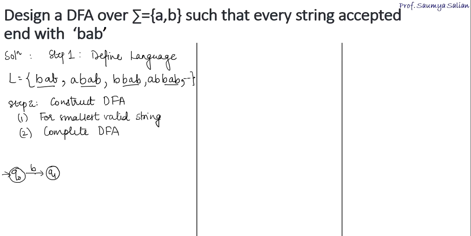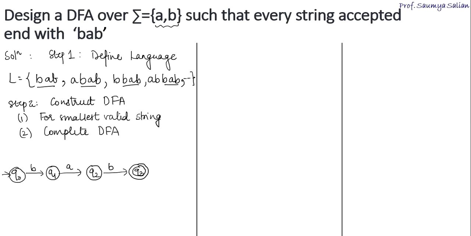Q0 on input B goes to Q1. Q1 on input A goes to Q2, and Q2 on input B can reach the final state, that is Q3. So this is the smallest valid string BAB reaching final state Q3. Next step is to complete the DFA, that is every state has to respond to all the inputs in the alphabet set. Now Q0 has responded to input B, so it has to respond to input A now.